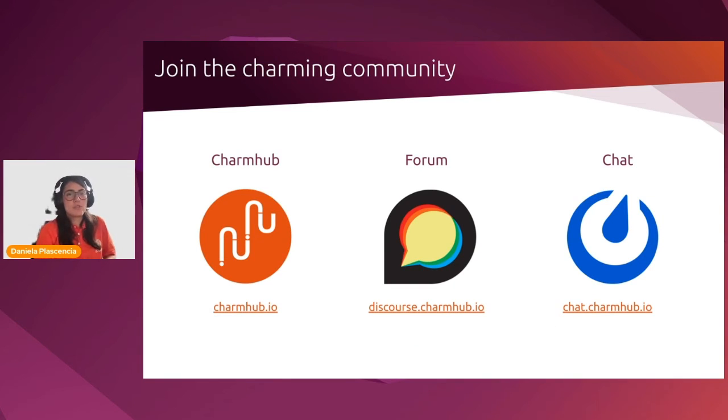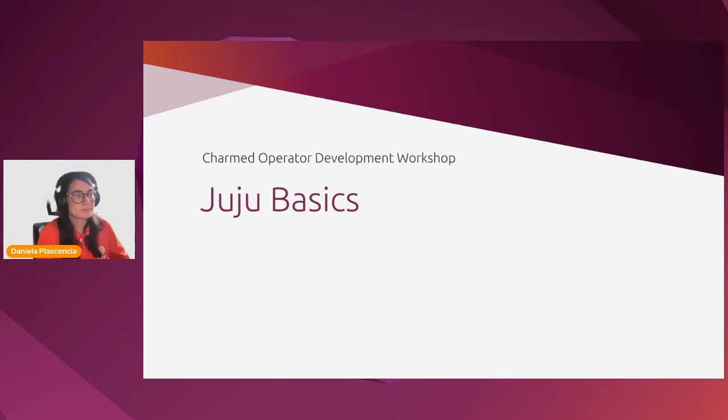I'd also like to mention our charming community. First of all, we've got charmhub.io, where you find a collection of all the operators we at Canonical and the community have built, including the charm we're using today for our demo. We also have Discord, which is our community forum. And lastly, we host a Mattermost instance for the community at chat.charmhub.io. It is similar to Slack. It is a multi-channel instant messaging application.